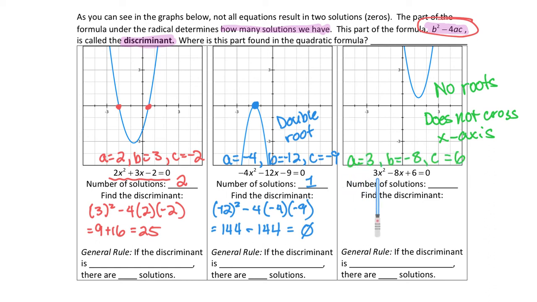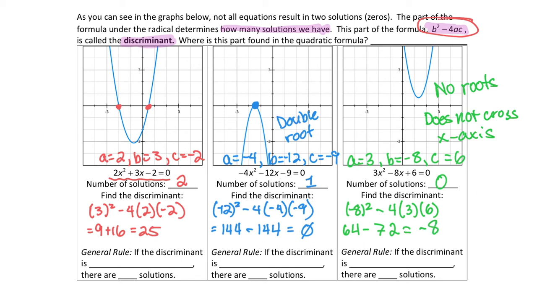All right, I wrote it out already. a equals 3, b equals -8, c equals 6. The number of solutions here is 0. So to find the discriminant, we're going to have b squared, so -8 squared, minus 4, a is 3, then c is 6. So let's see what happens here. We get 64 minus 4 times 3 is 12, 12 times 6 is 72. And then 64 minus 72 is -8.